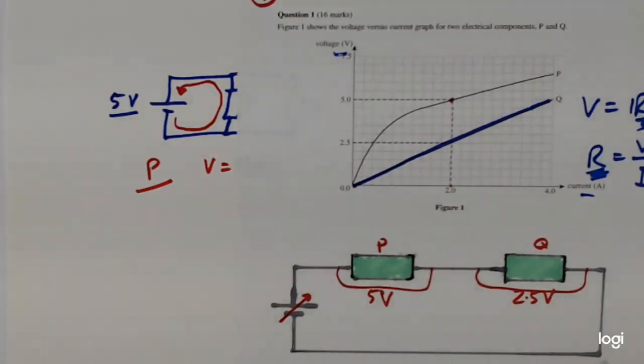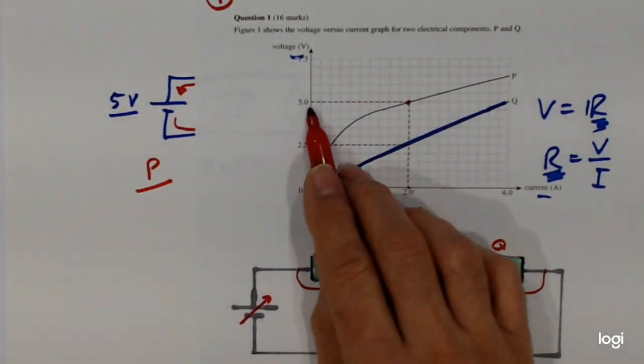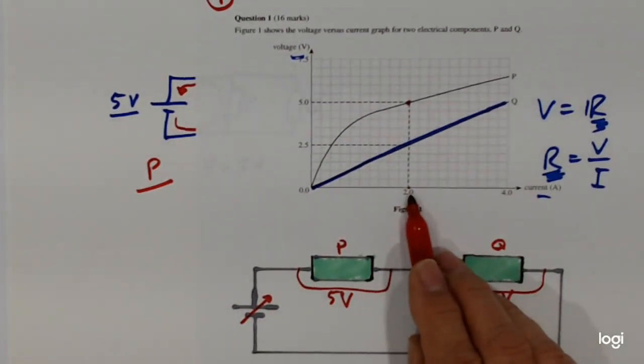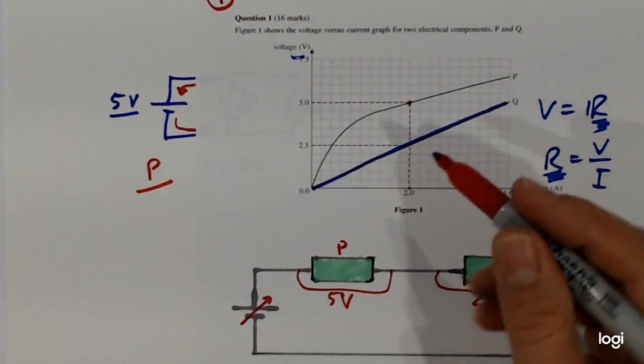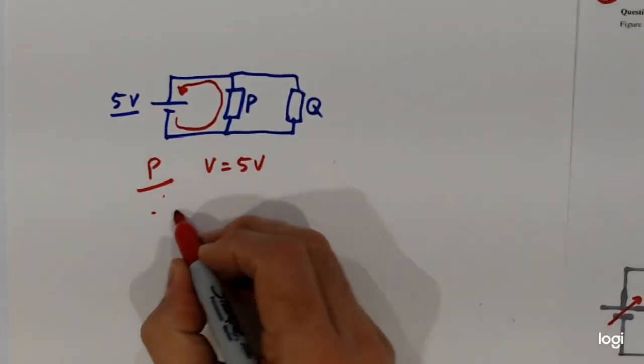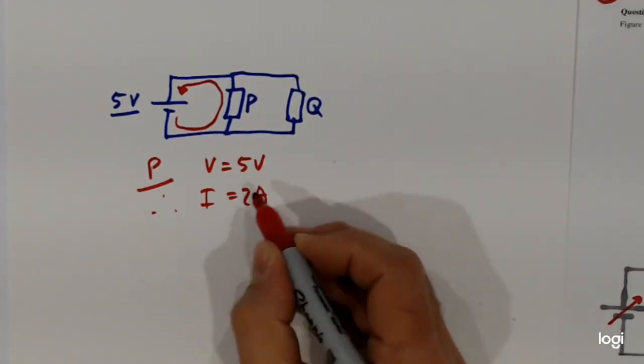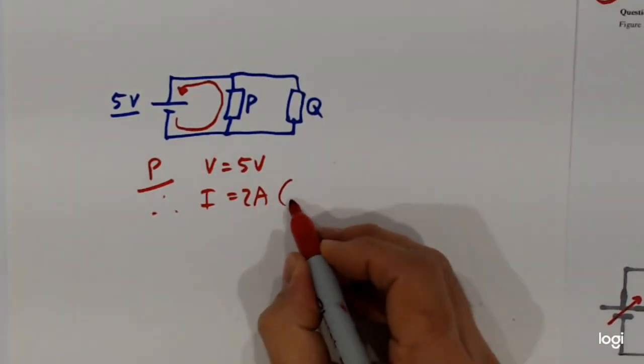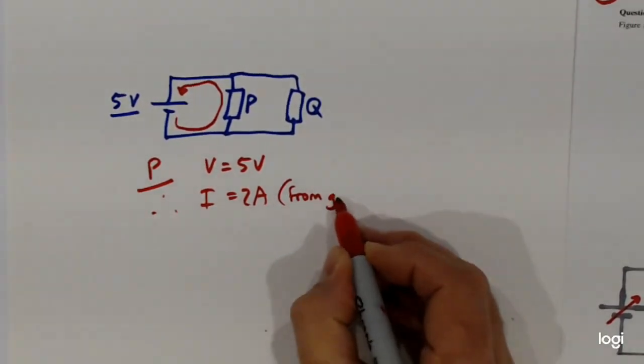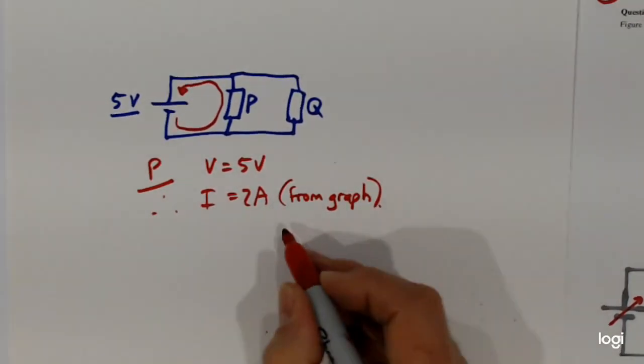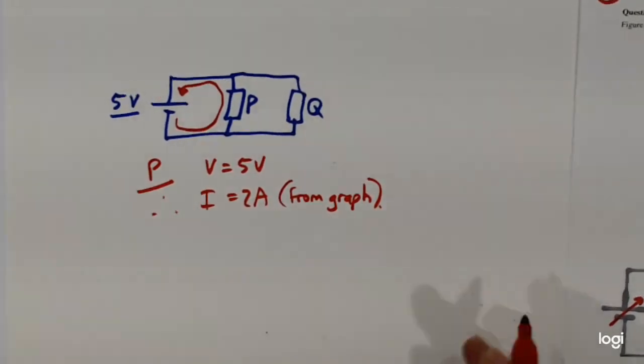The voltage across it is 5 volts, so the current through it must be 2 amps. There's P. Therefore, I is 2 amps. And if you need some explanation, you just have to say "from graph." That is enough explanation for an examiner to understand that you got it from the graph.